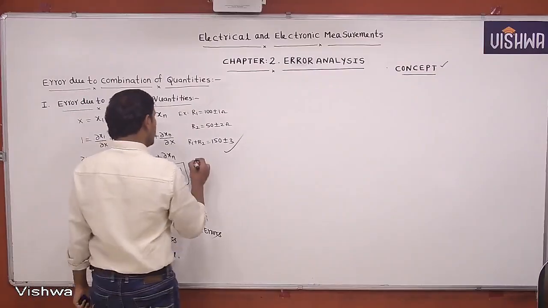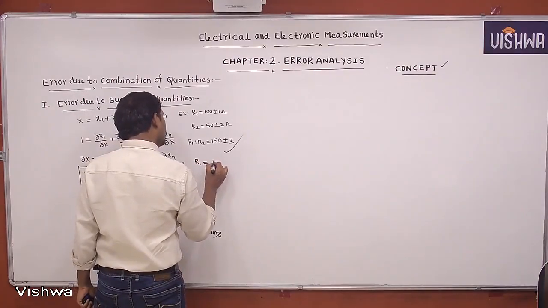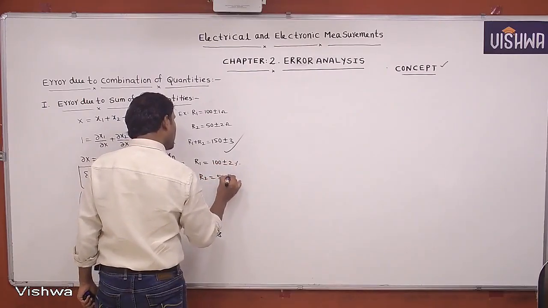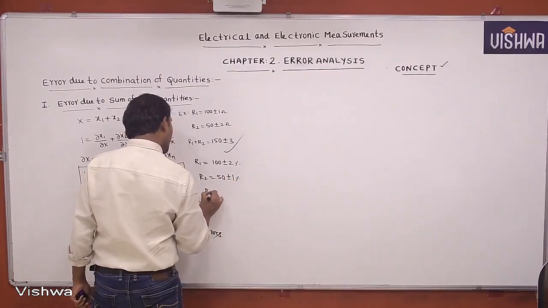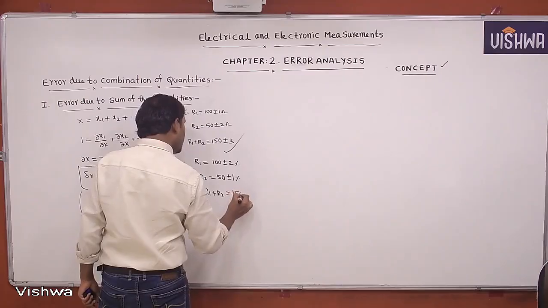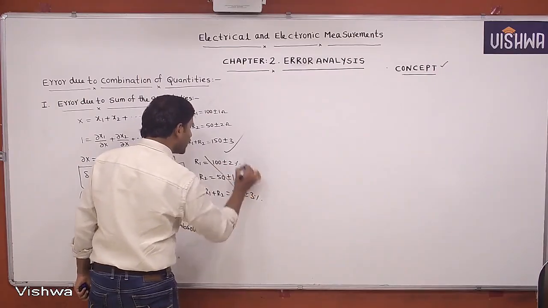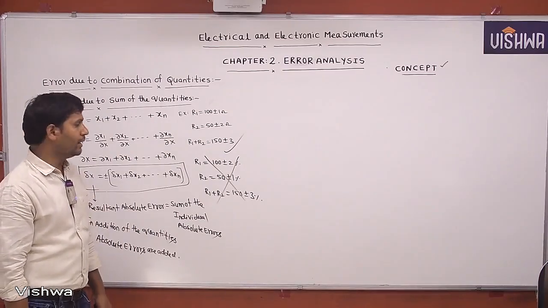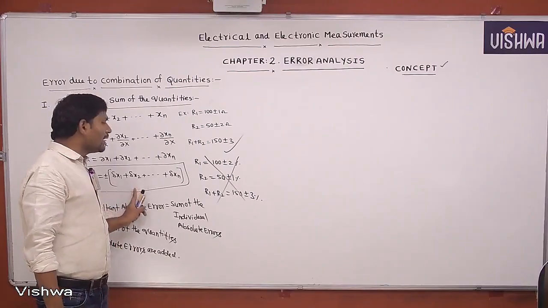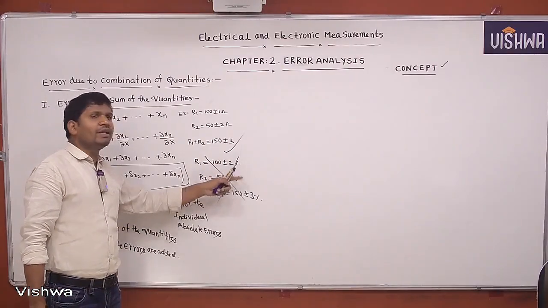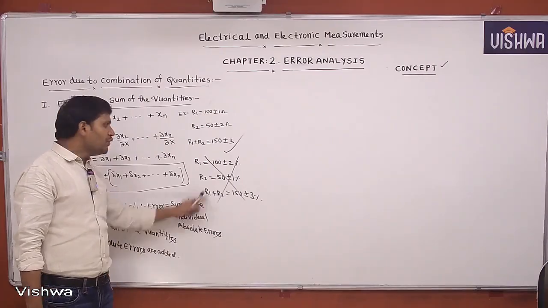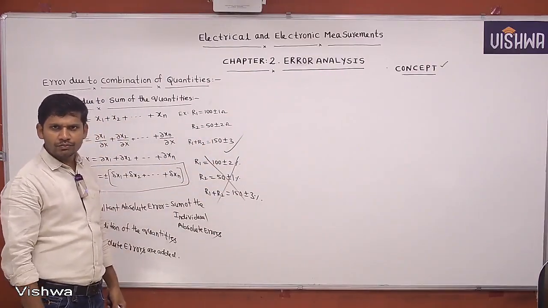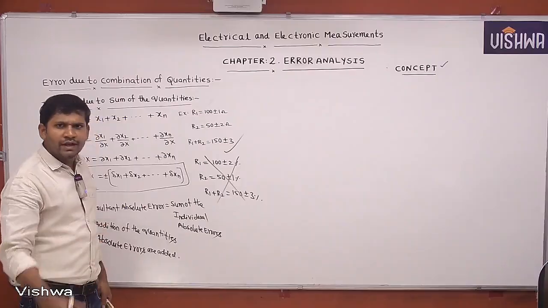For example, if R1 equals 100 plus or minus 2% and R2 equals 50 plus or minus 1%, and it is asked what is R1 plus R2, then 150 plus or minus 3% is the wrong answer. Don't do it like this. Why? In addition of quantities we can add only absolute errors, but here limiting errors, that is percentage limiting errors, are given. To solve this problem, you convert the limiting errors into absolute errors, then you can add. How it is solved, we'll see later in the examples.